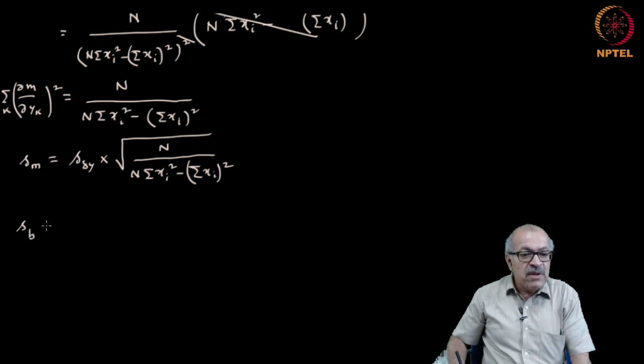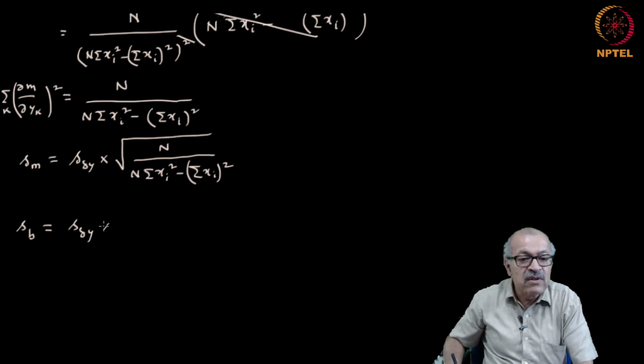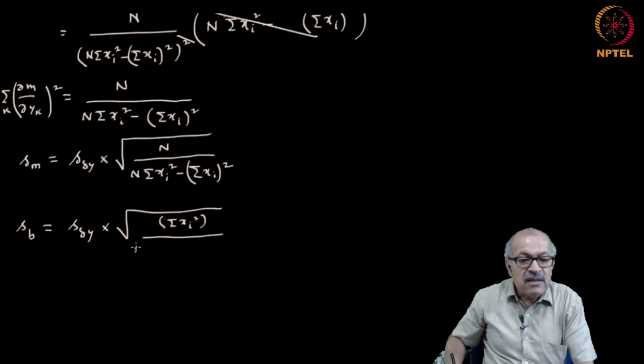In quite a similar way we can calculate the standard deviation of b. The method is the same, but it will again be a repetition of the same method of calculation, so we will not do that, we will simply write the result. It is again the square root of, not n, in this case, sum over xi square divided by the same thing, n sigma xi square minus sigma xi whole square.